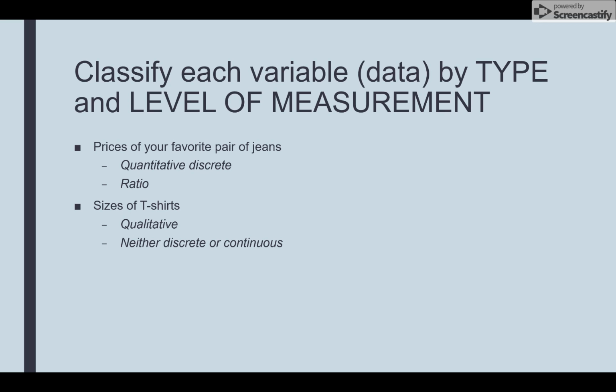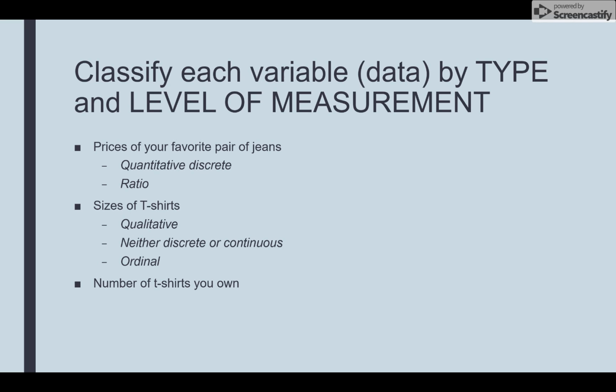If it's qualitative, the level of measurement is either going to be nominal or ordinal. In this case, it is ordinal because there is that sense of order: small, medium, large, extra large. We go from smallest to large or larger. So it is ordinal.